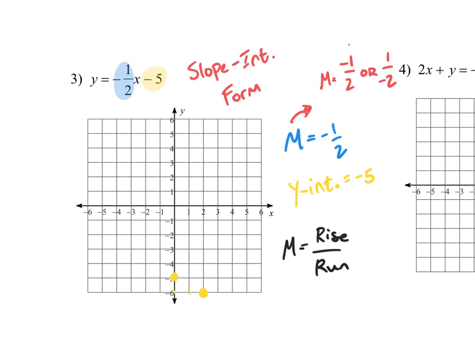Y'all with me? I typically don't do that. I like to get as many points as possible just because it makes it easier to draw my line. The other way I could have done this was +1 over -2. The difference there is, if I have +1, I would go up 1, but then I would go to the left 2, which would give me that point.